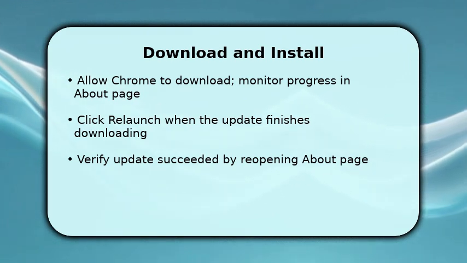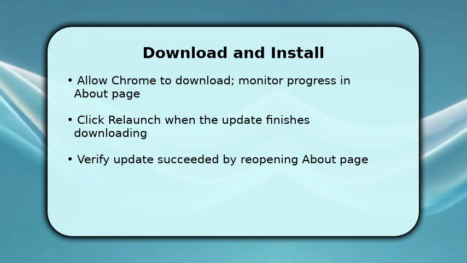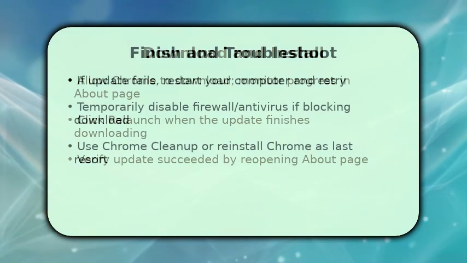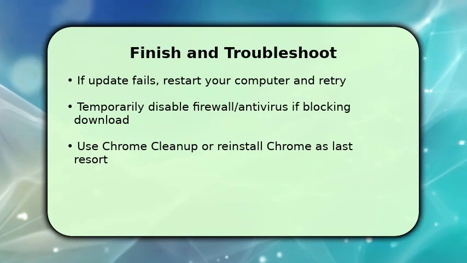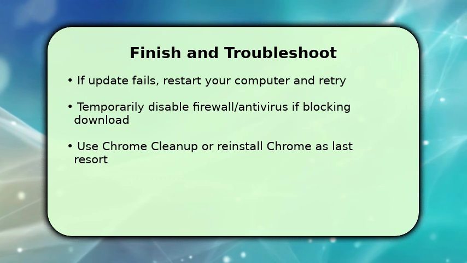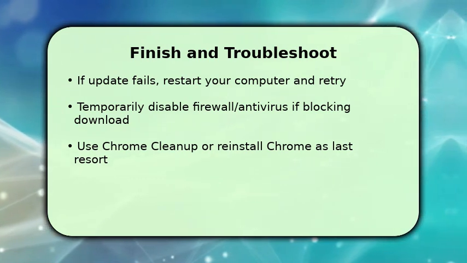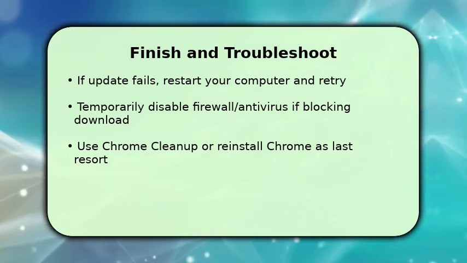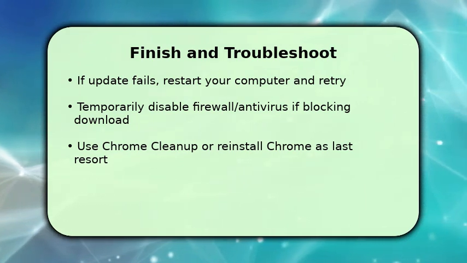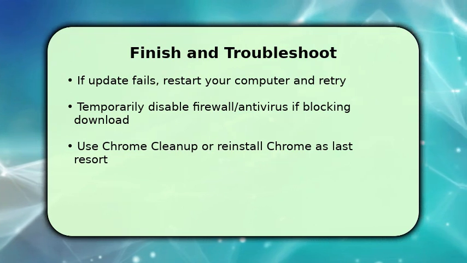This step ensures the binary was replaced correctly and that security patches applied. To finish, confirm extensions and settings function normally and test page loading. If something is off, restart your computer and check About again. If the update still fails, make sure firewall or antivirus settings aren't blocking Chrome's updater and temporarily disable them to retry. This often resolves permission conflicts.